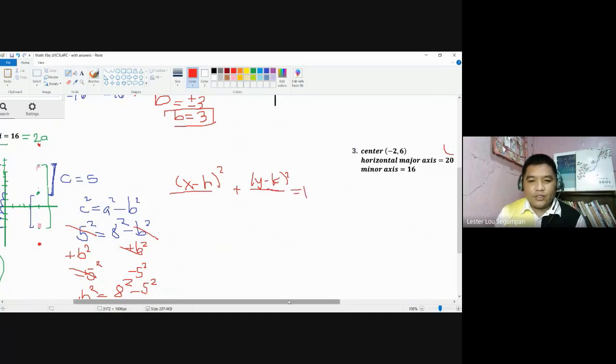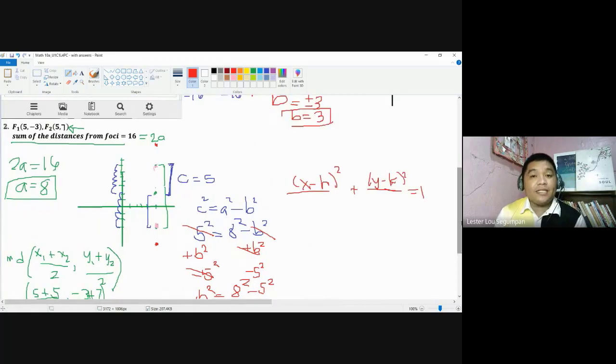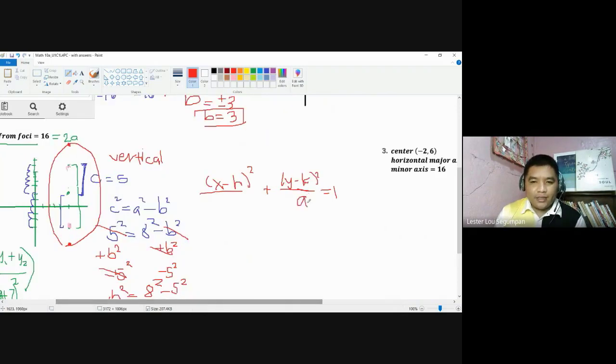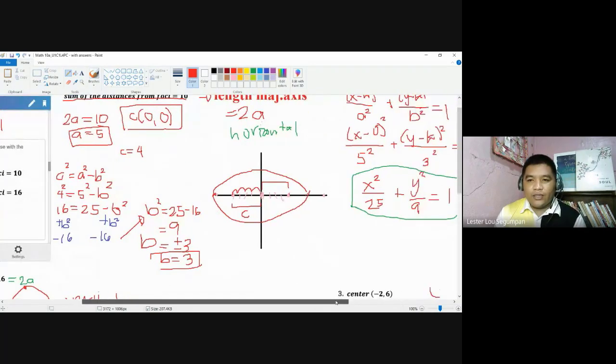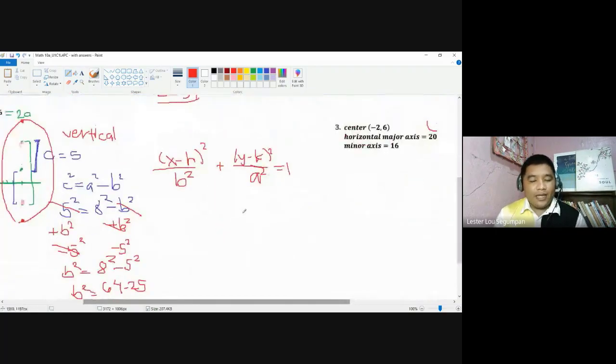The final decision is where do we place a squared and b squared. Looking at the graph, if the foci are here, the center is here, and the vertices, it should look a little bit like this. Not necessarily this one, but a little bit like that. So it's actually vertical. If it's vertical, a squared should be placed here and b squared the other way around. So different from number 1, a squared here, b squared here, interchange.